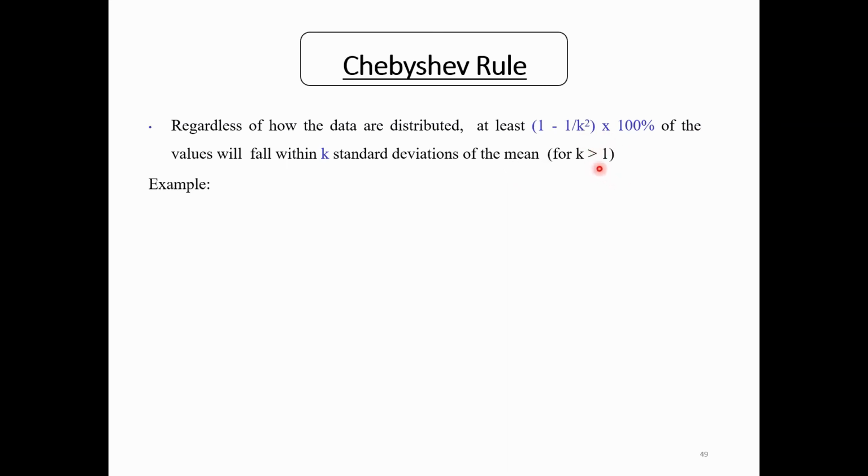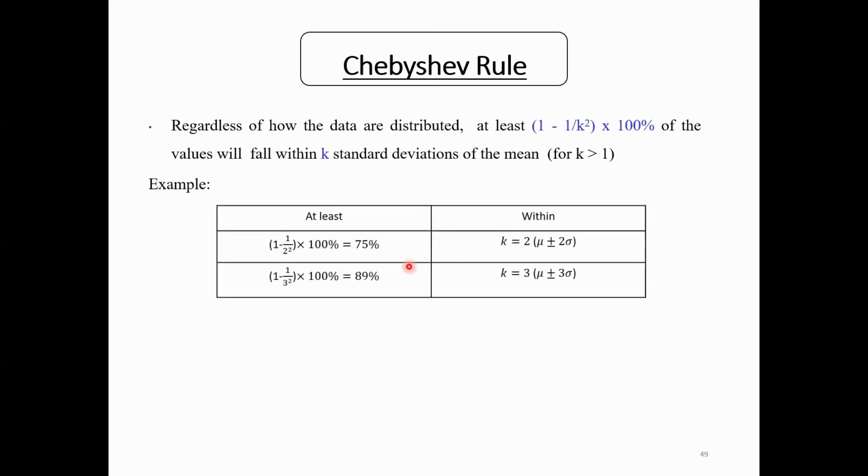You have to keep in mind that simple k is greater than 1. So what do I mean by this? You take an example, right? Something like this. I would recommend, if you want to learn more about this Chebyshev rule, please refer to the reference book that I mentioned in the first video, and you will find many examples and a better explanation of this Chebyshev rule.